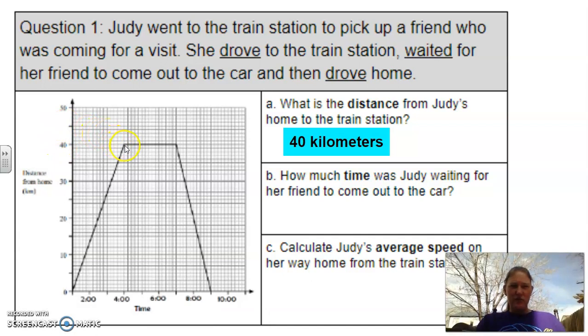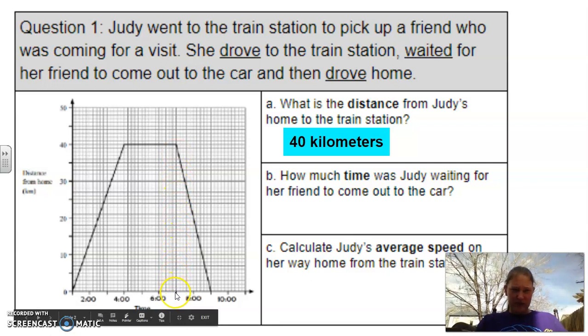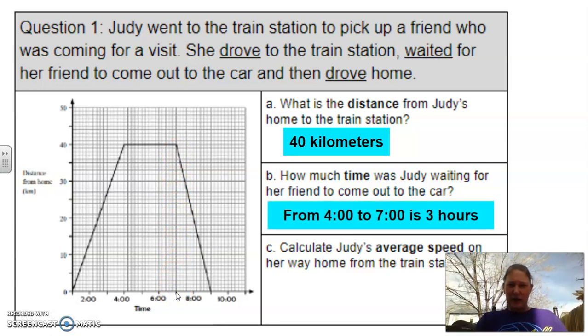Once arriving at the train station, she sits still for a while. She is stationary, waiting for her friend. She begins to wait at 4 o'clock. Her friend comes out between 6 and 8, which is 7. So between 4 and 7, she's waiting. And that gives us 3 hours. She waited for 3 hours for her friend to come out.